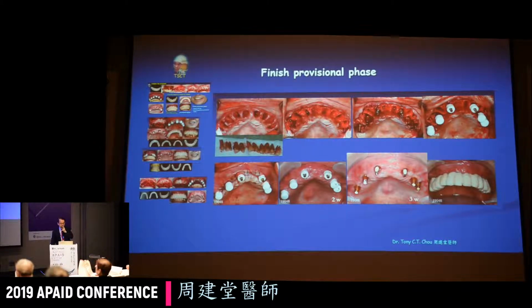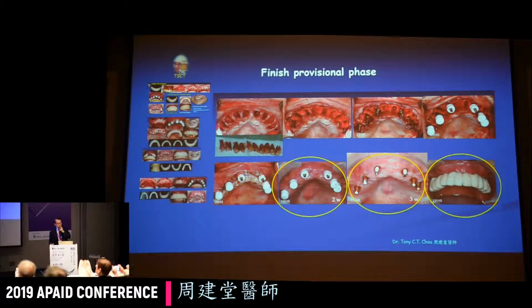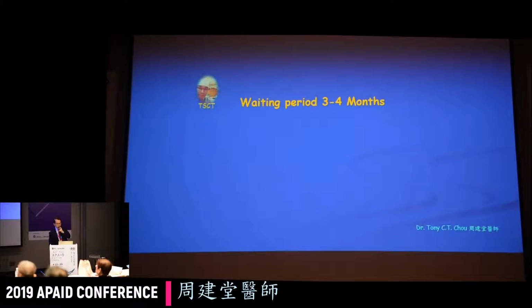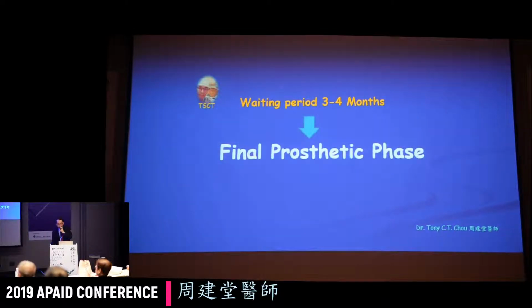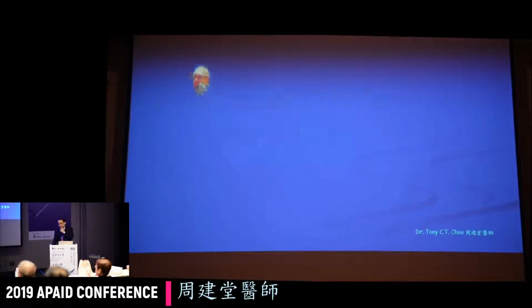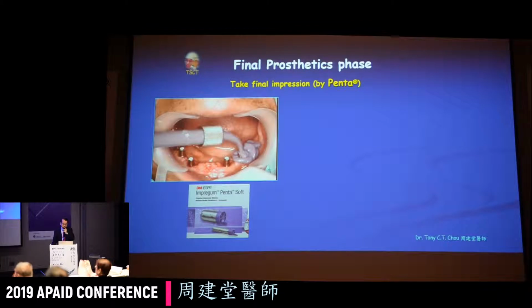And this is one more case, immediate implantation in the maxilla without bone graft. This is 2 weeks later, you see the bone healing well, and 3 weeks later we give the patient the provisional, and then the patient has function. Now we finish the provisional phase. We wait 3 or 4 months, and then we go to the final prosthetic phase.